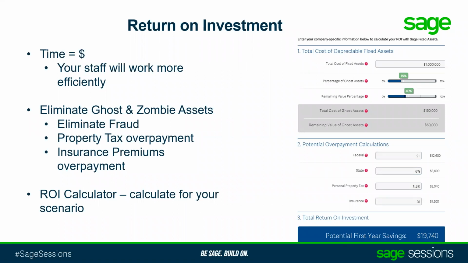Let's look at some of the financial impact of ghost assets, for example. Some potential issues not reflected in my ROI calculator on the right are certainly the impact on efficiency and the time of your staff. You certainly could also have some issues with property tax overpayments and insurance premium overpayments. This ROI calculator you can easily access at the Sage Fixed Assets website. You can actually plug in your own numbers and roll through your own scenario live.